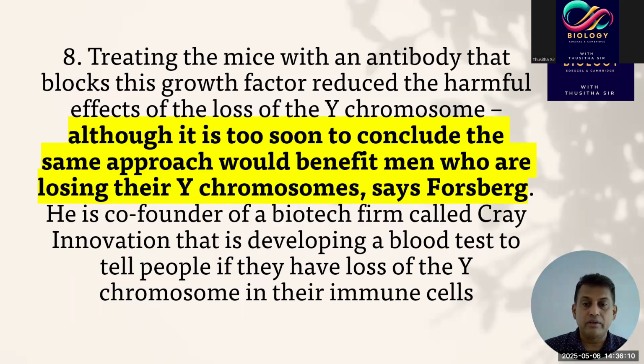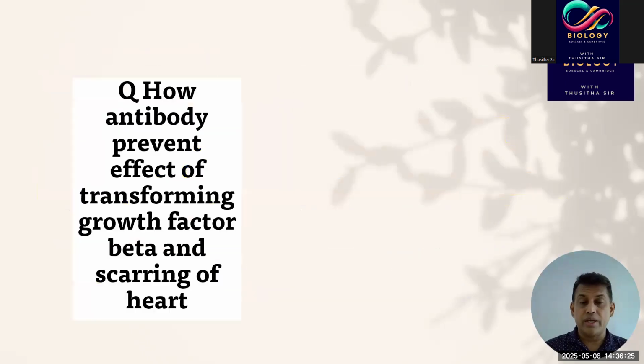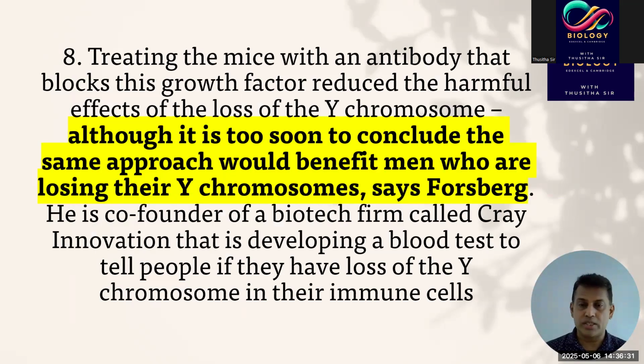Okay, here it is. When they use animals for this experiment, such as mice, it is too early to make a clear conclusion. Then how does the antibody prevent the effect of transforming growth factor beta and scarring of the heart? So, two questions. One is about the antibody, the other is why it is too early to make a conclusion.